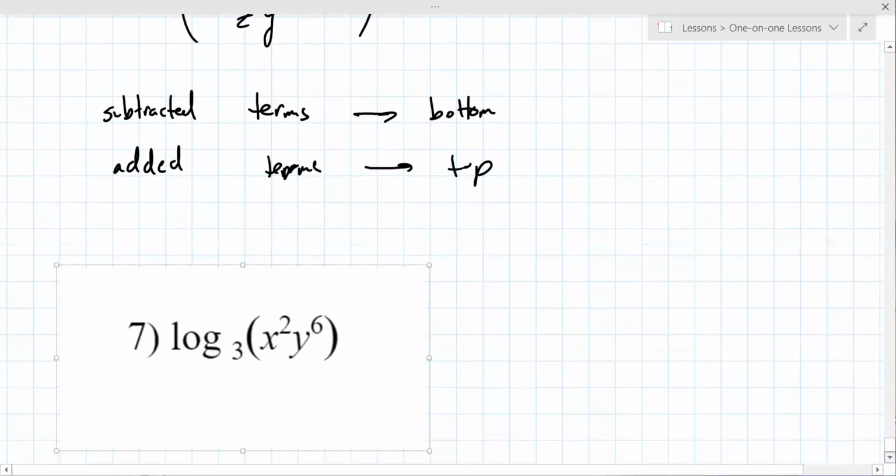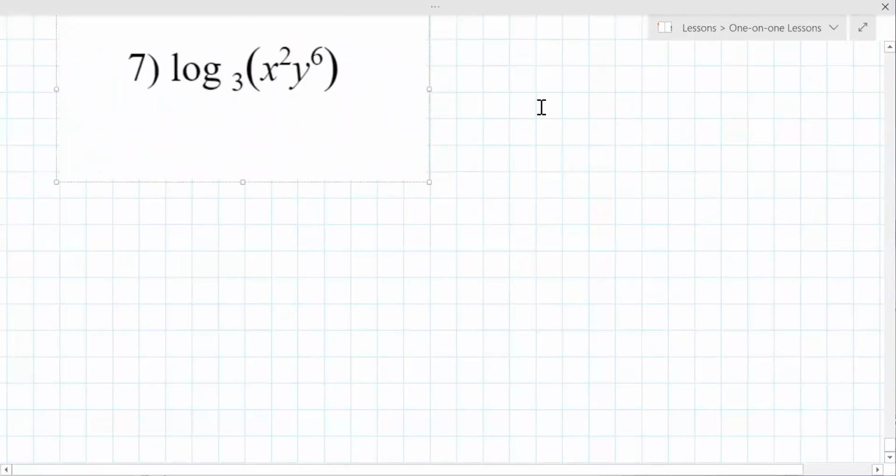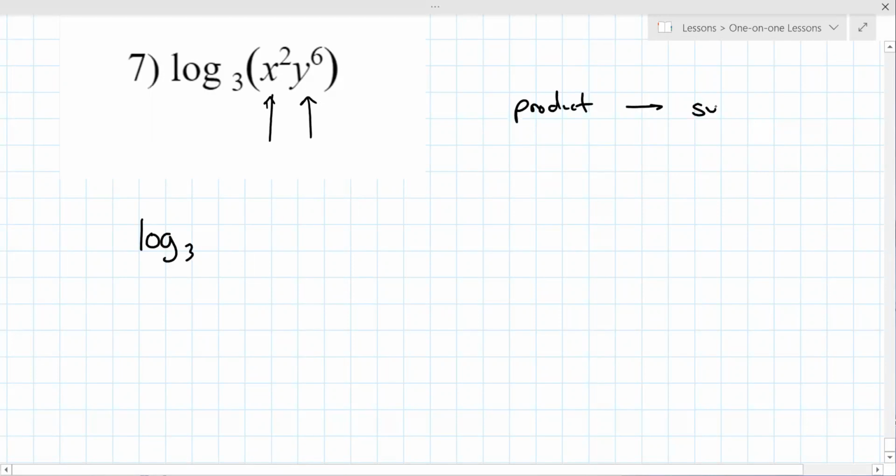Okay, so this is a lot like the ones we did on the assignment. It's a product of these two things, so you're going to break it apart. Product goes to a sum. Product goes to a sum. So log base 3 x squared plus log base 3 y to the sixth.